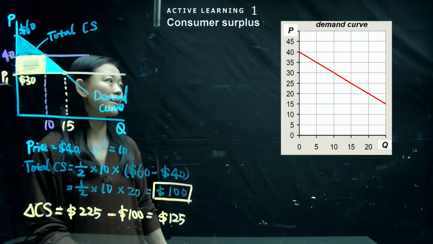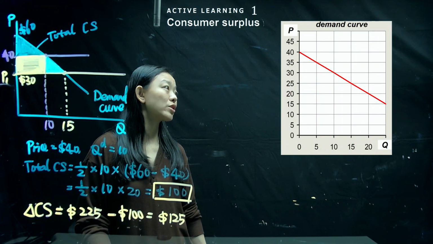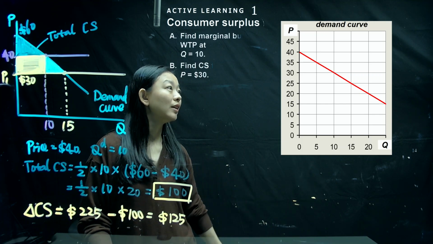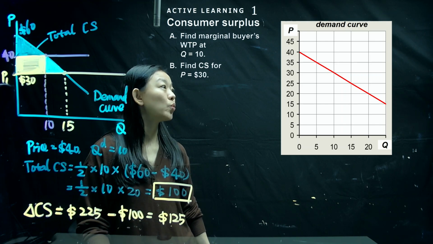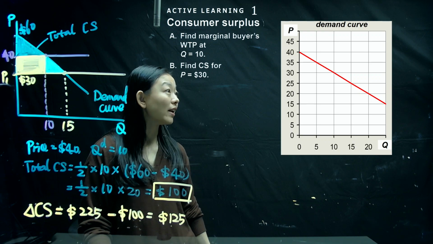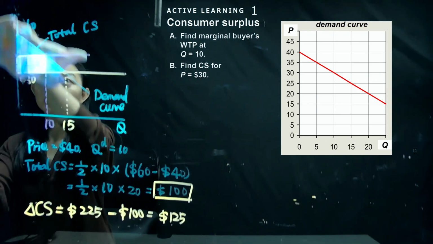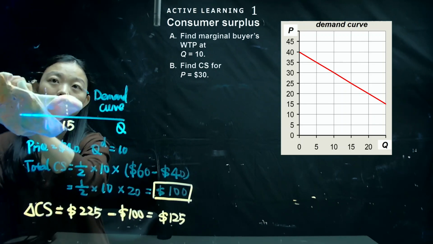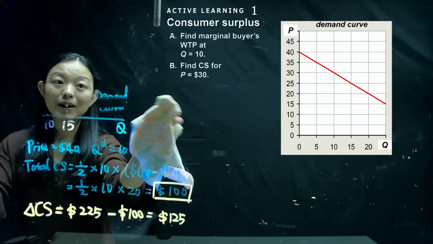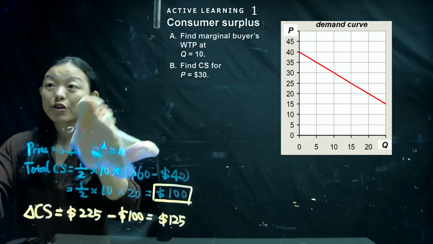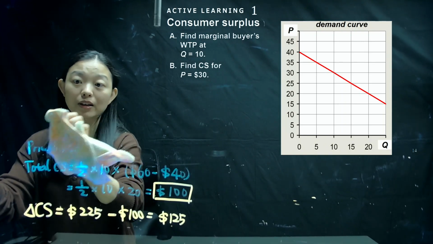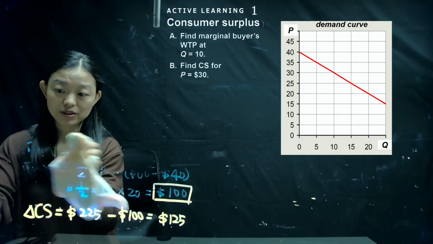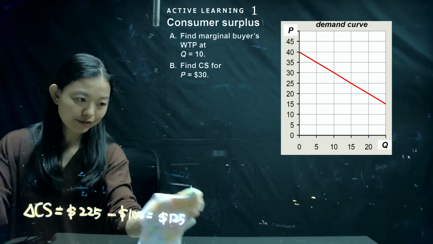Okay, so let's look at one practice question. In this practice question, it gives you the demand curve, right? The first one, please find the marginal buyer's willingness to pay when the quantity equals 10. So how can you do that? Do you still remember when we talked about the marginal buyer's willingness to pay? It measures the height when the market quantity equals maybe 10 units, right? So let's see how to solve this question.